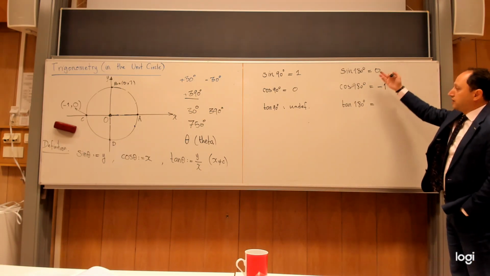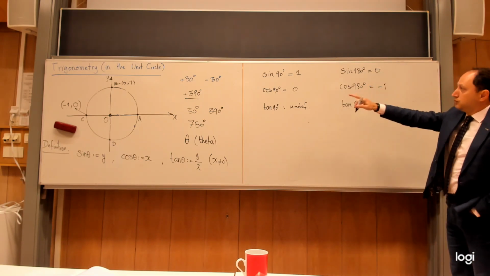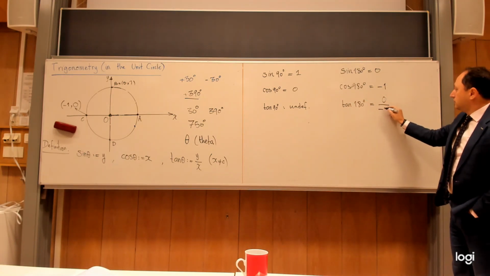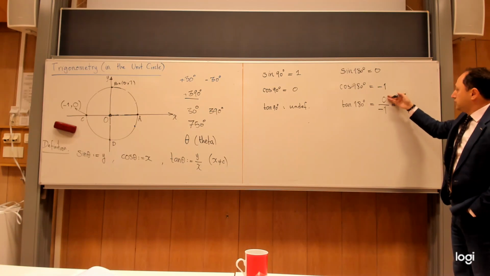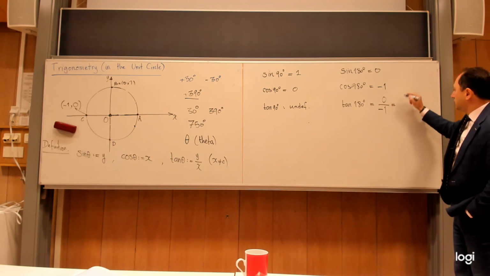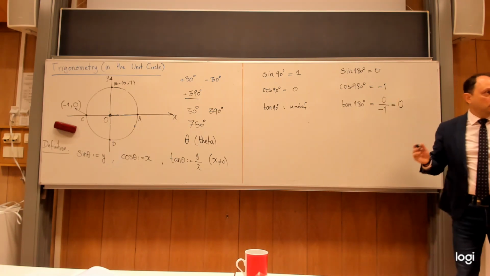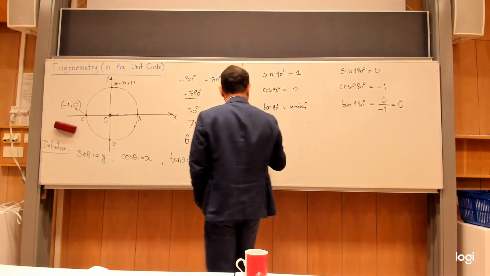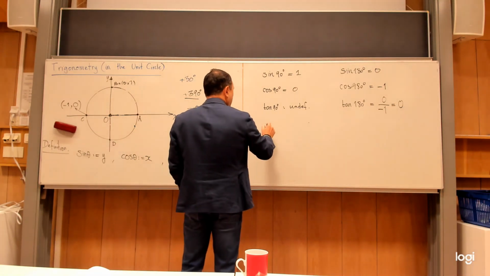You have to divide y, which is 0, by minus 1. What would be the answer? A fraction whose numerator is 0 is 0. So these are the numbers for tangent of 180 degrees. Yes? So it is simple. So let me just do one more practice here. So for example, what is sine?